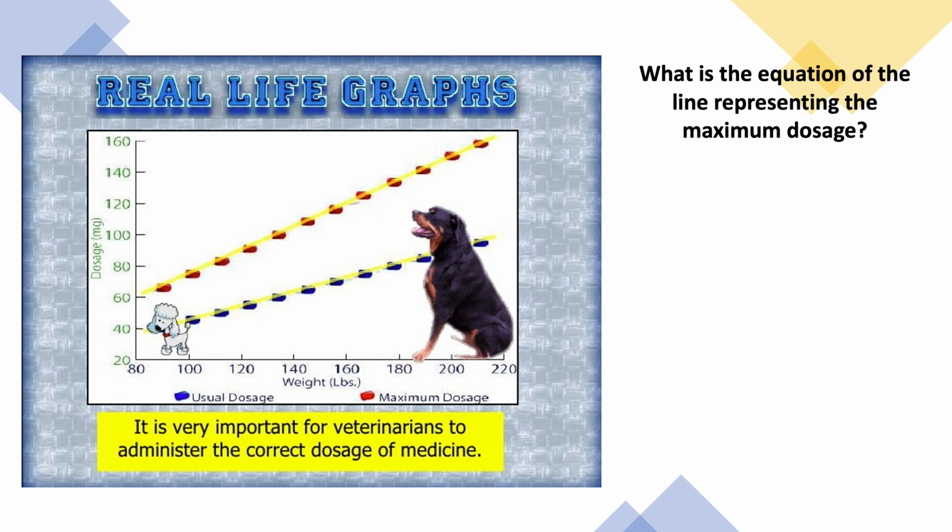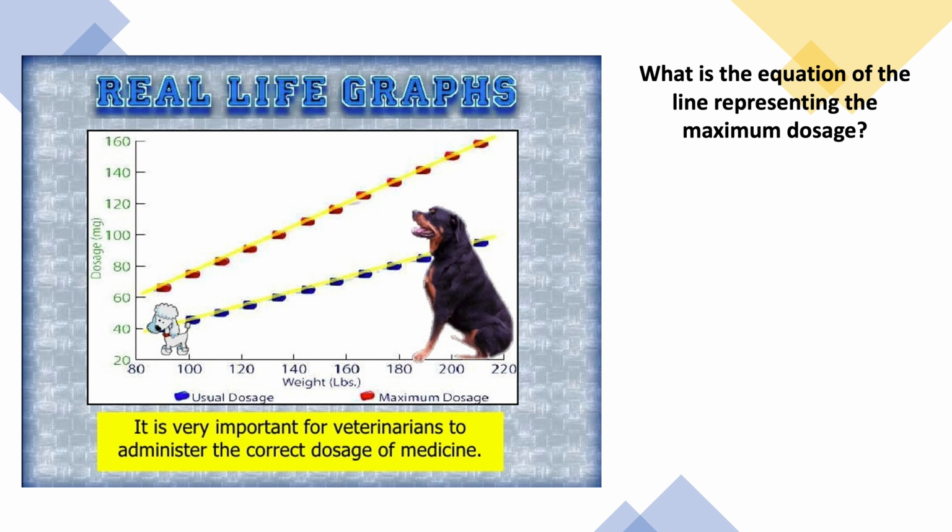Near and dear to my heart, given the fact that my life is very involved with dogs. What's the equation of a line representing the maximum dosage for dogs? This is actually kind of a big deal because sometimes with some medications, particularly the puppy ones, when they are first getting their inoculations, things like parvo and distemper and so on, they just give every dog the same dosage. And that's kind of crazy because of the weight differences. But it's really, really important as they get bigger.